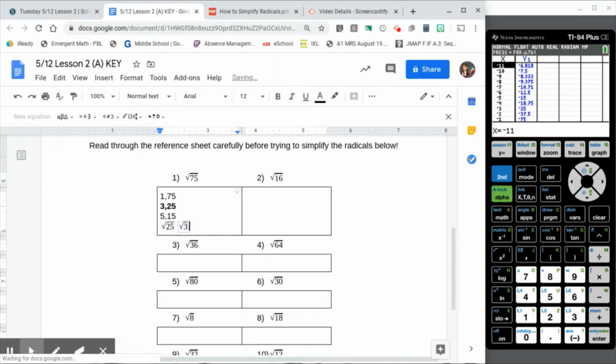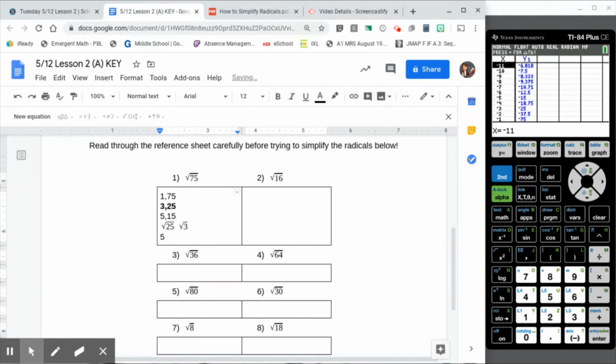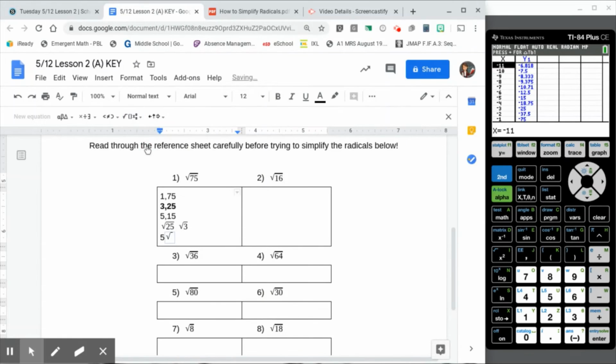And then we can simplify the radical 25. Square root of 25 is just 5. Radical 3. And that's our simplified radical. So radical 75 is equivalent to 5 radical 3. And that's it. That's our answer right there. It's the whole thing, not just the radical 3. It's 5 radical 3 is our answer.